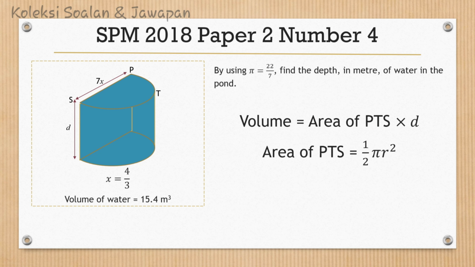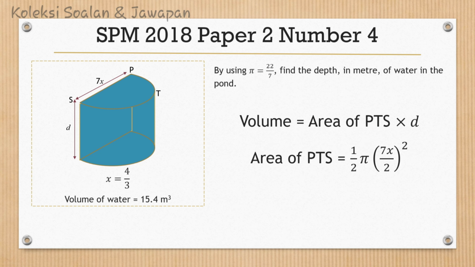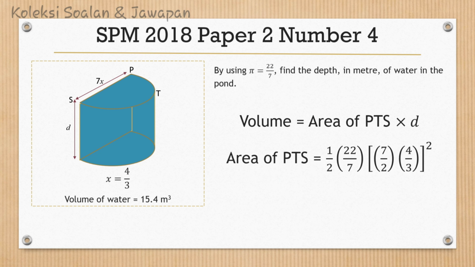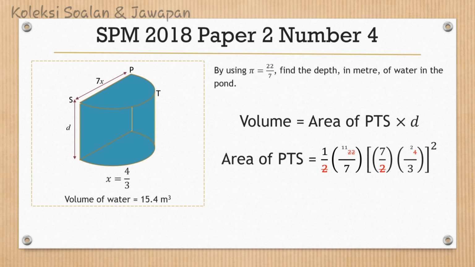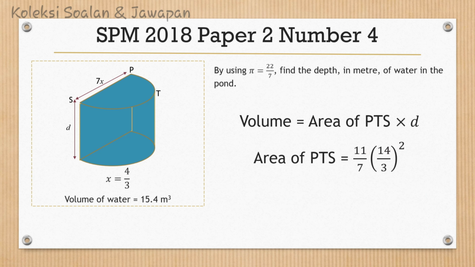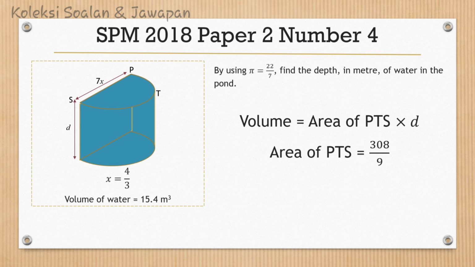Okay, area of PTS, which is a semicircle, is 1 over 2 times pi times r squared. Okay, pi is 22 over 7, r is 7x over 2. Okay, substitute the value of r here and substitute the value of pi and x, and we need to simplify this. Okay, we cancel out whatever we can cancel there. Okay, so we get area of PTS is 308 over 9.